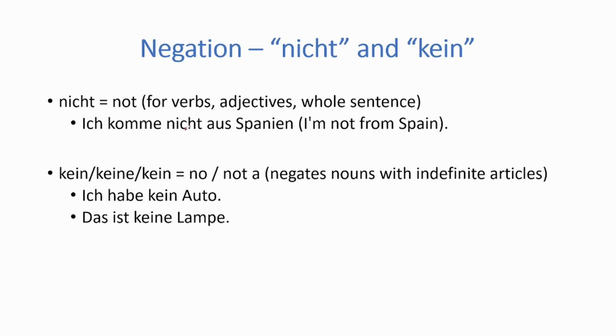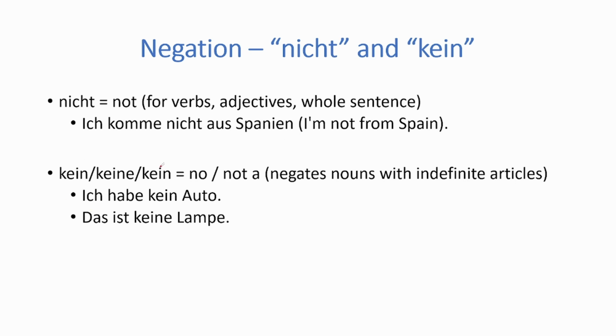Here we are negating this verb, komme, with nicht. Ich komme aus Spanien means I come from Spain. And when we have to negate it, we say ich komme nicht aus Spanien. That means I am not from Spain.